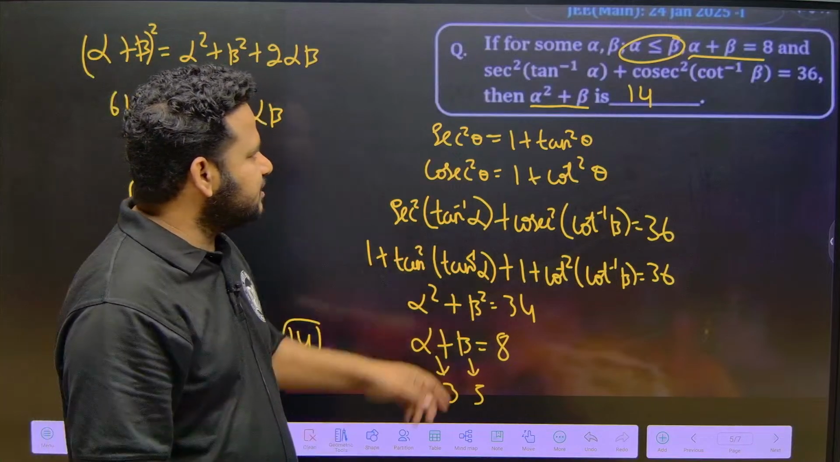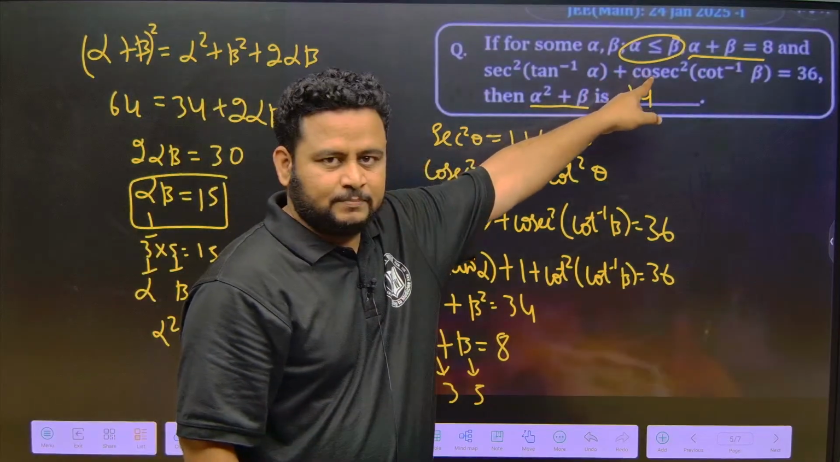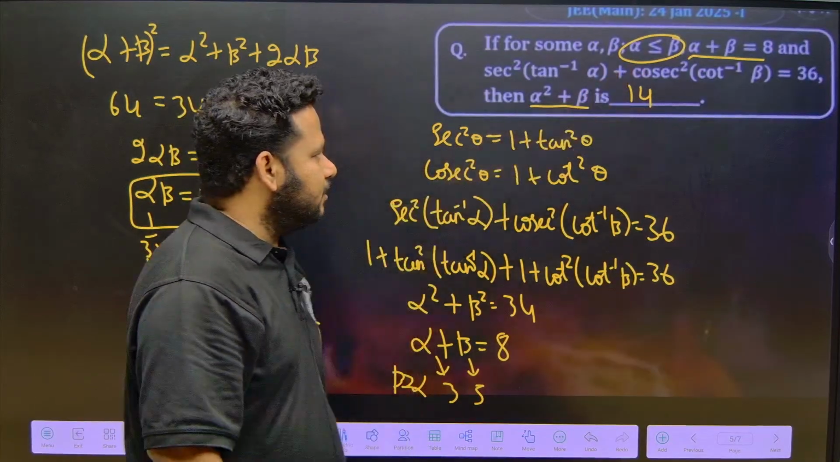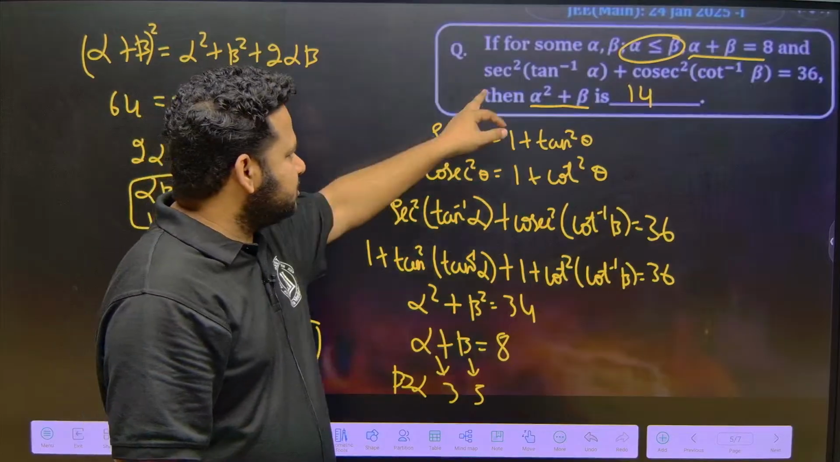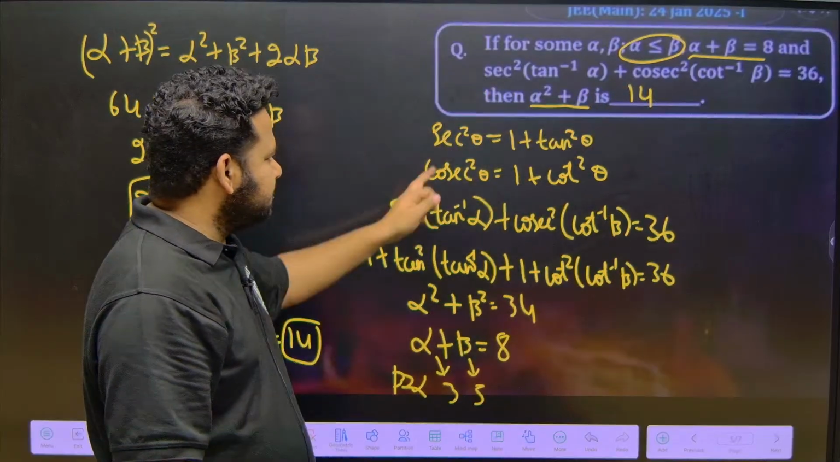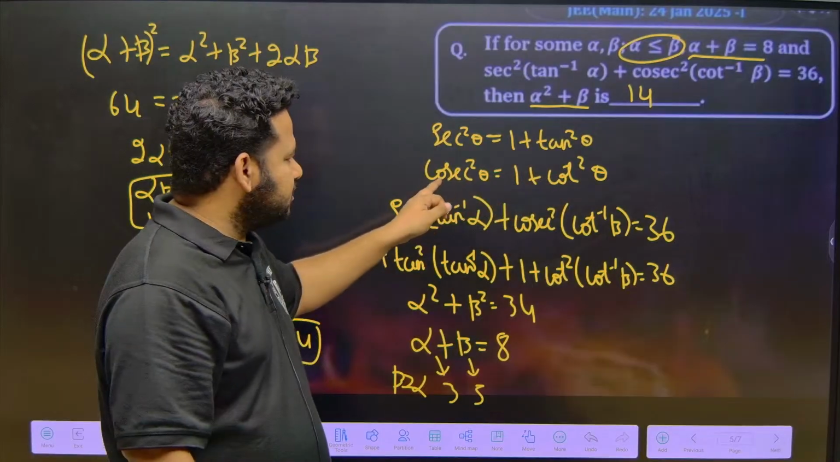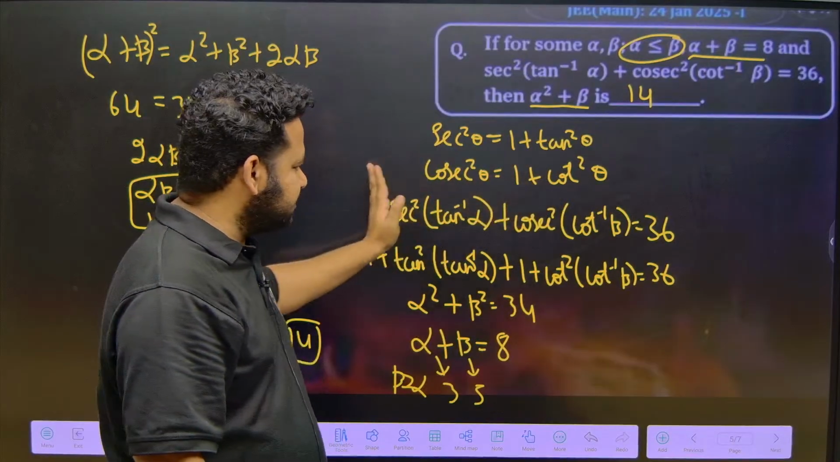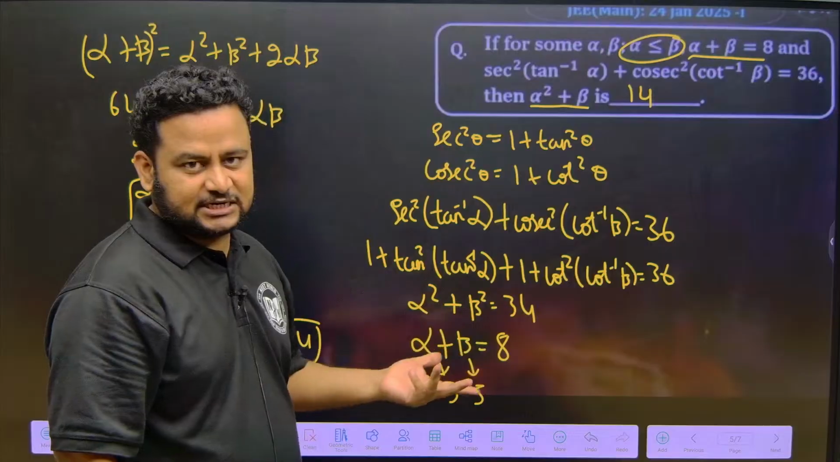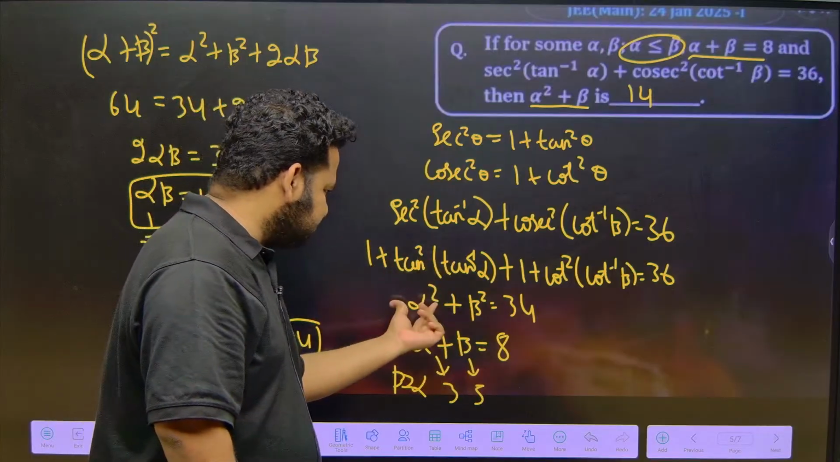The most important thing is, first you have to focus on this: beta is greater than or equal to alpha, and alpha plus beta is equal to 8. Secant square and cosec square were given, that means secant square theta is equal to 1 plus tan square theta, cosec square theta is equal to 1 plus cot square theta. This is the famous identity which I used. So this will give us alpha square plus beta square.